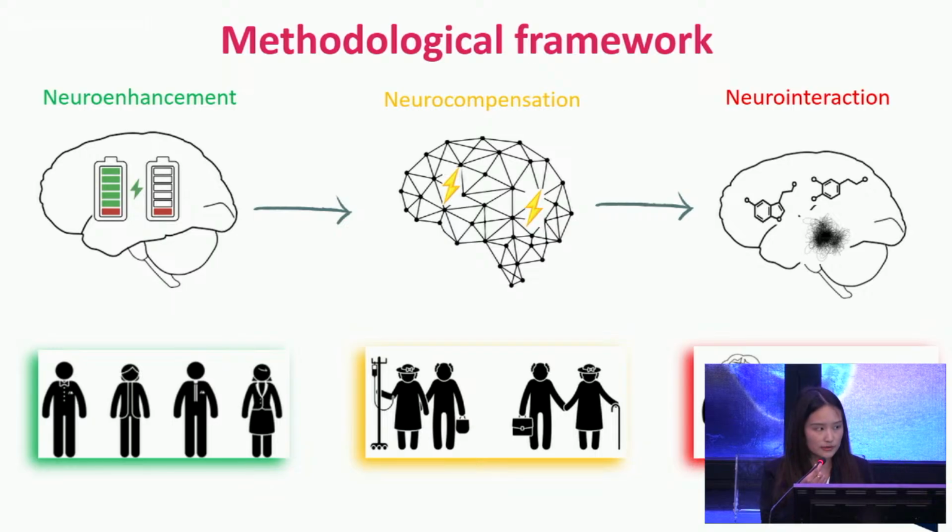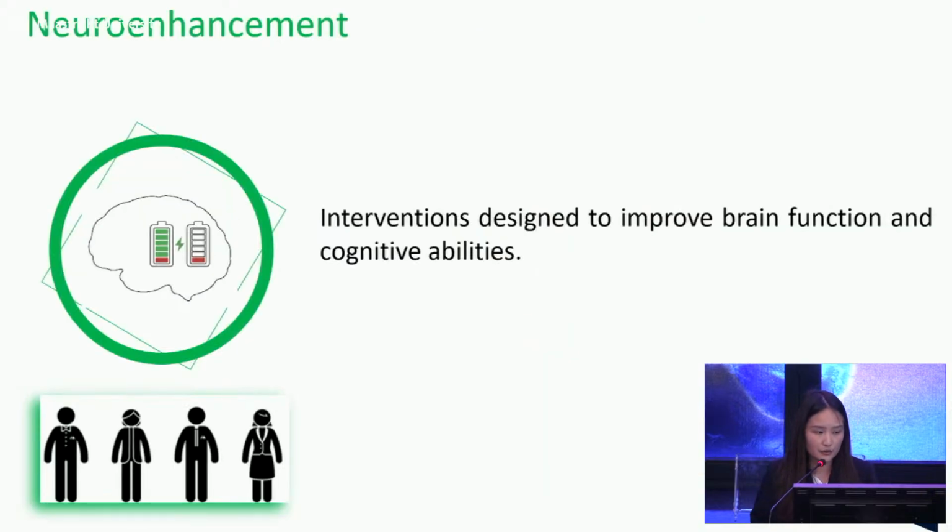By using these modern neuroimaging techniques, we can investigate brain plasticity in a series of methodological frameworks, including neural enhancement in healthy participants, the neural compensation mechanism in older participants, and neural interaction in the psychosis risk and transition group. Then I will give you the details of each study. Let's start with neural enhancement. Neural enhancement refers to interventions designed to improve brain function and cognitive ability.